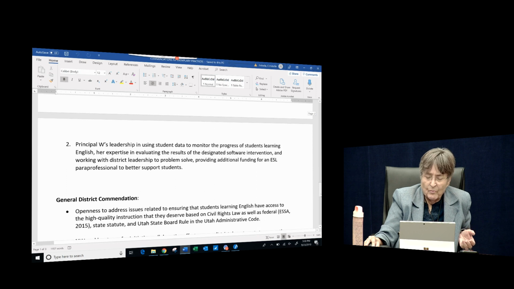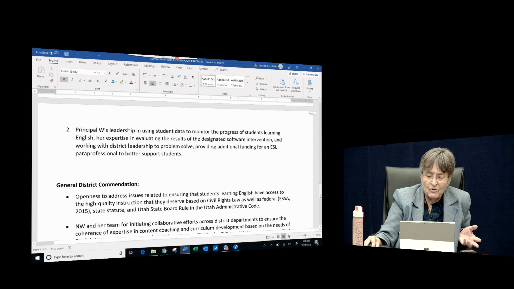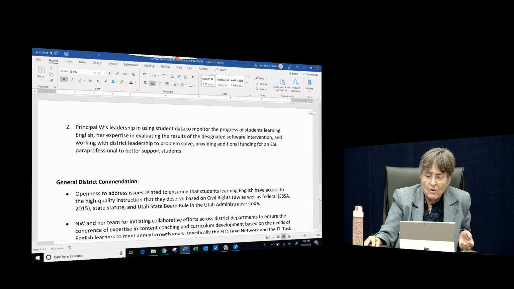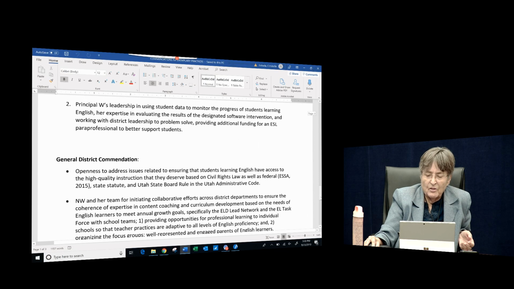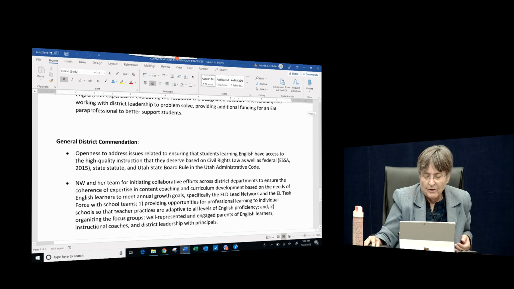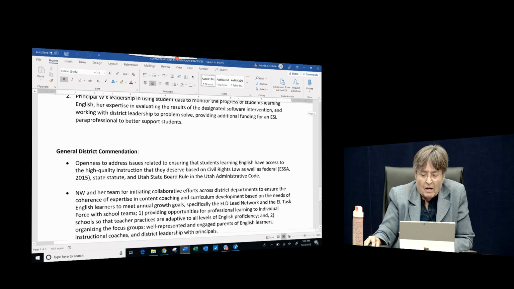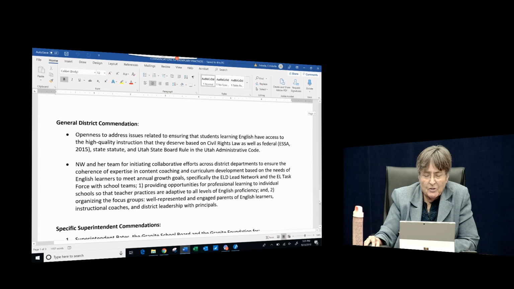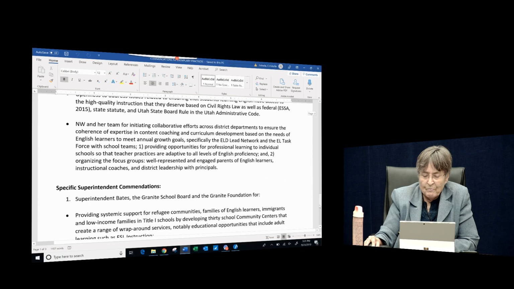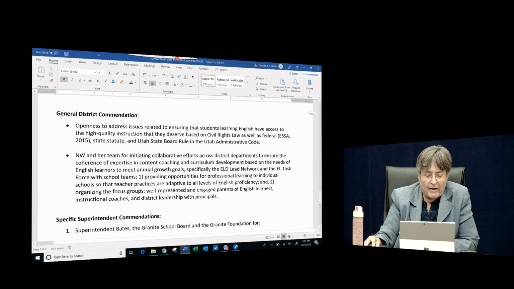Here's another one. Principal was amazing. She was using student data to monitor the progress of her students. She did some problem solving, used DIBELS as the data, made a case for full-time funding. This was in a rural school. And the progress the students made was amazing because the paraprofessional working with the students in small groups and one-on-one had great relationships. She was Spanish-speaking. She had a great relationship with not only the kids because they trusted her and she was trustworthy, but also the families. She knew the families.